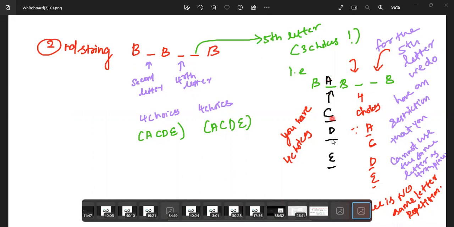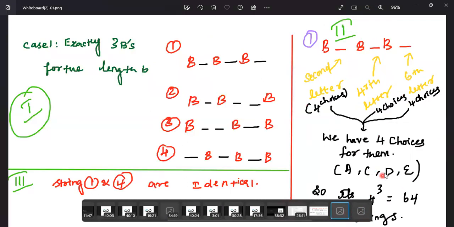For the second position, you do have four choices. For the fourth position, you do have four choices. For the fifth letter, we do have a restriction that you cannot use the same letter as the fourth place. I hope you are able to follow this. The next one.